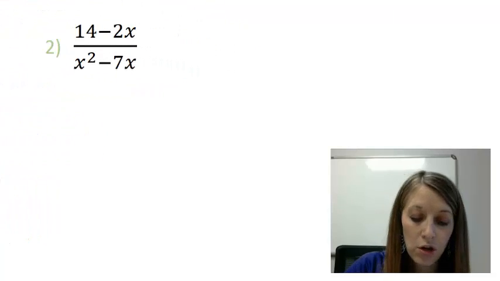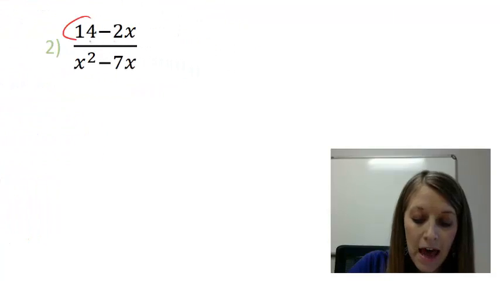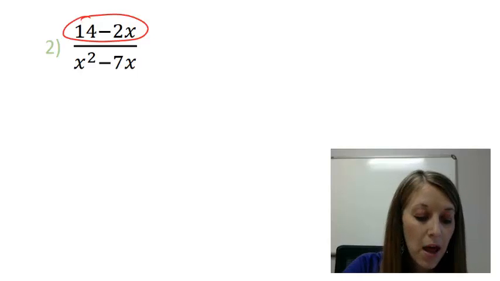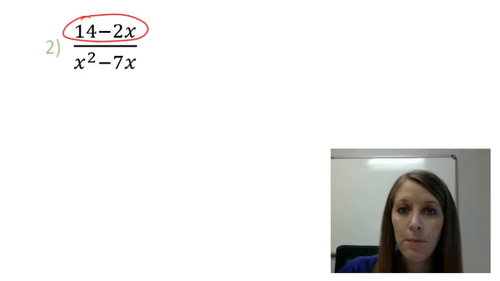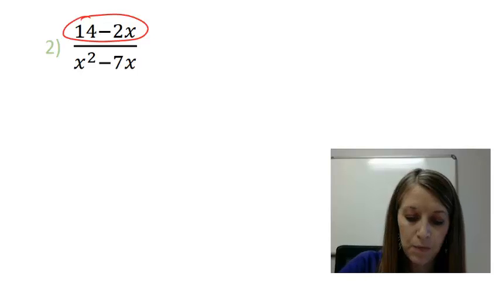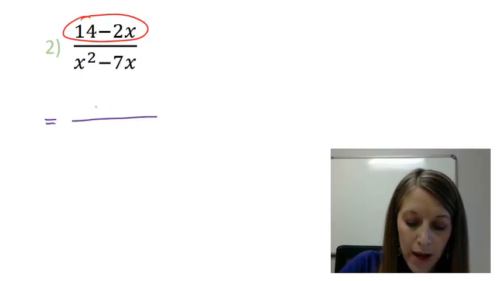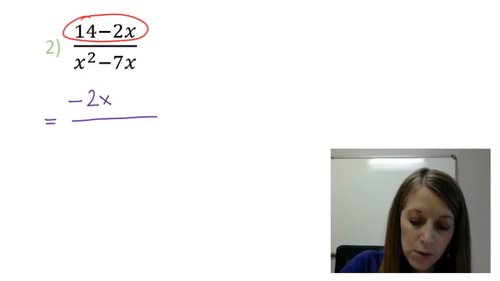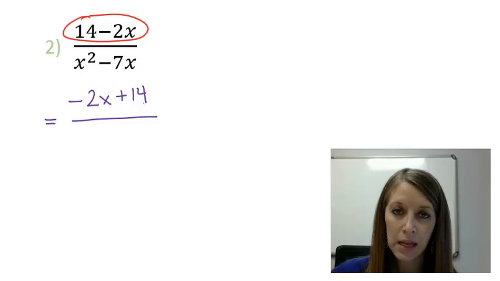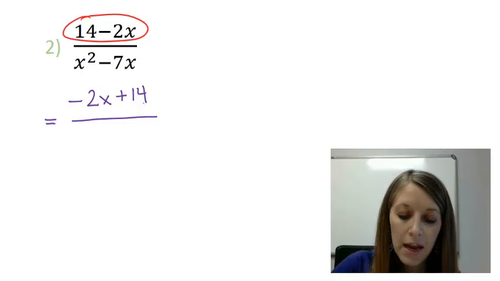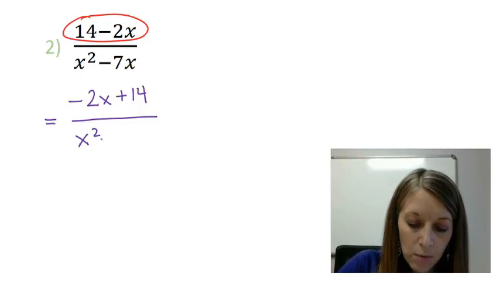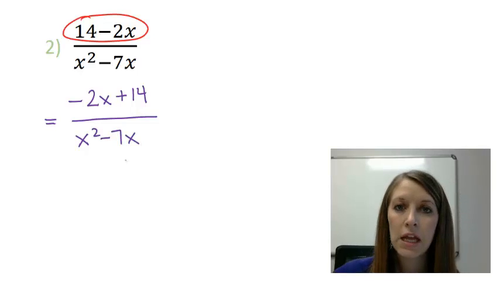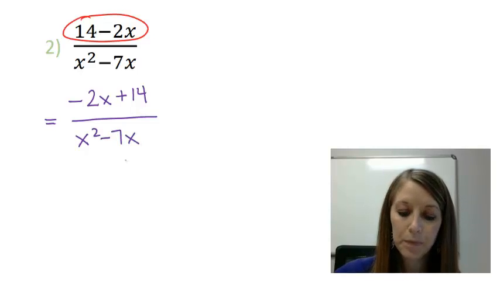Now, if I look at the numerator, I do notice that I have a common factor, but I also notice that it's not in the typical order that I like it to be in. So let me go ahead and rearrange this and put this in descending order. The negative switches with the 2x, and then my positive 14 becomes at the end of my polynomial. And I'm just going to copy down my numerator as is. I'm going to try and keep things consistent here.